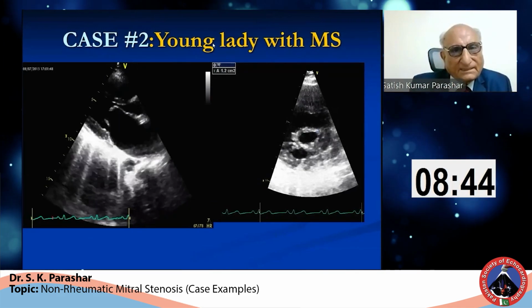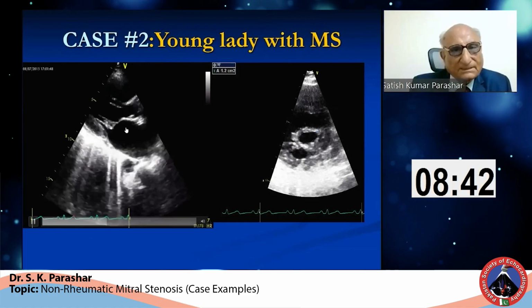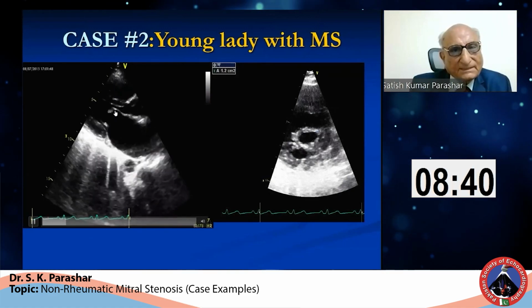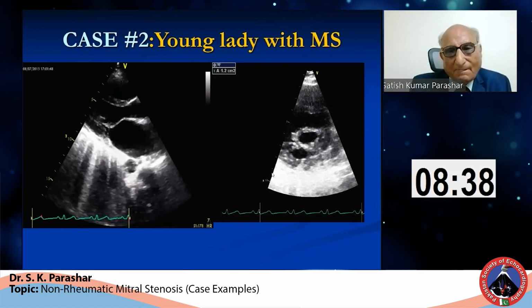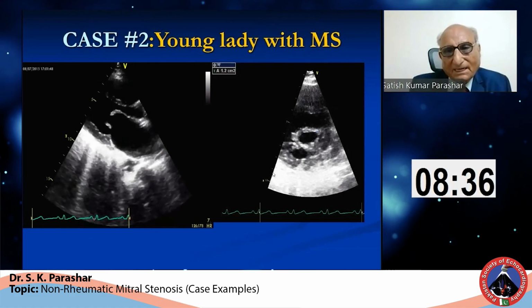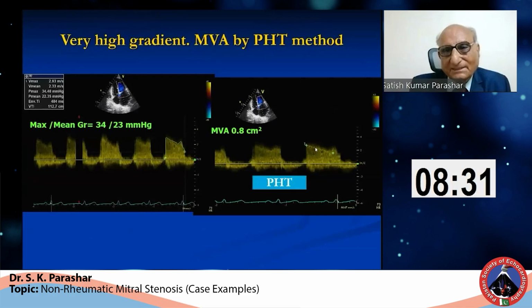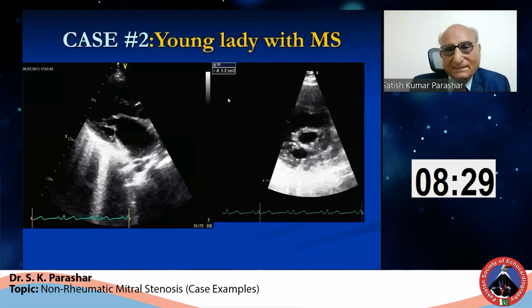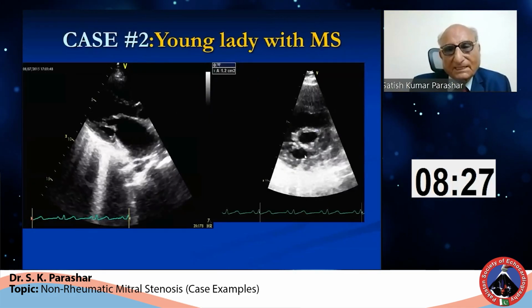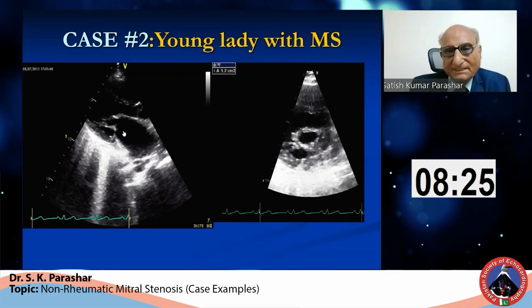Now this young lady with mitral stenosis, you can see a good opening of the mitral valve. Earlier we used to classify 1.2 centimeters as a moderate mitral stenosis before the ACC-AHA classification came.